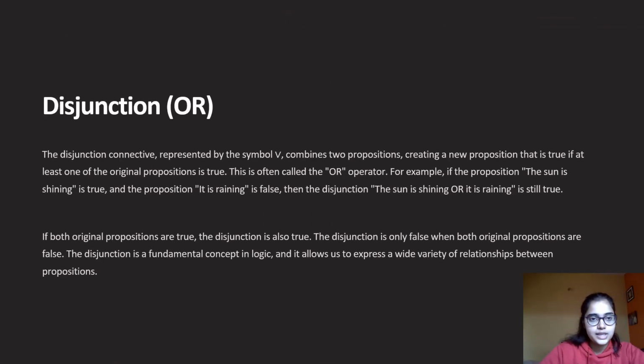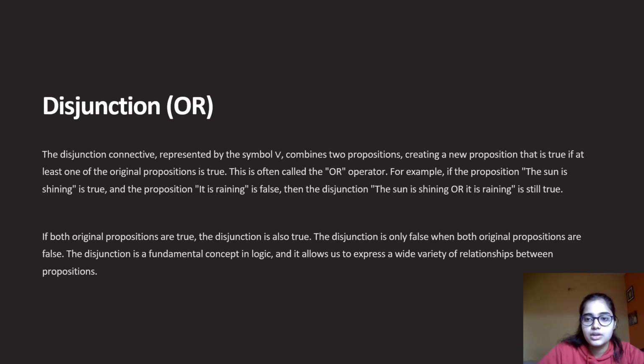So the second topic is about disjunction. The disjunction connective combines two propositions, creating a new proposition that is true if at least one of the original propositions is true. This is often called the OR operator.